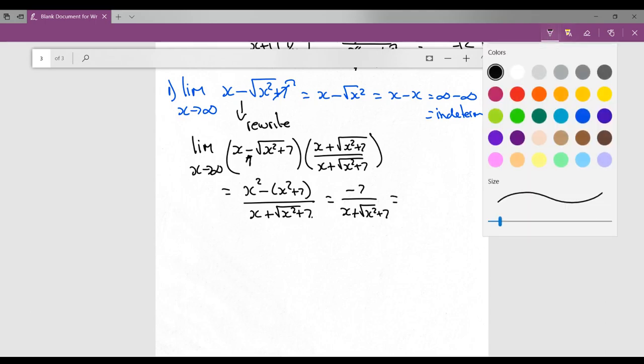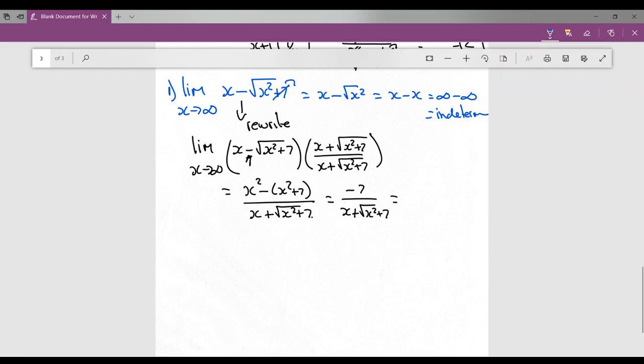Again, this is a limit as x goes to infinity, so I'm going to shortcut it here. Don't care about that 7 because it's a constant. So we get x plus the root of x squared, which is negative 7 over x plus x, which is negative 7 over 2x as x goes to infinity. Constant divided by that is 0. So the horizontal asymptote as we go to positive infinity is 0.